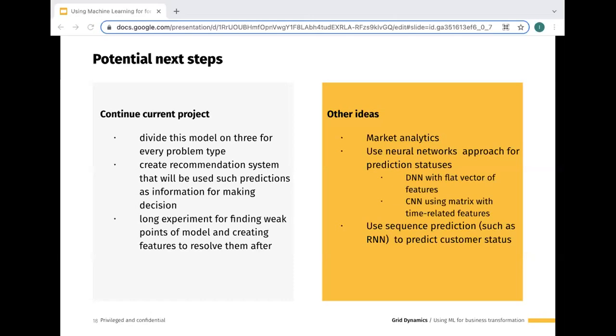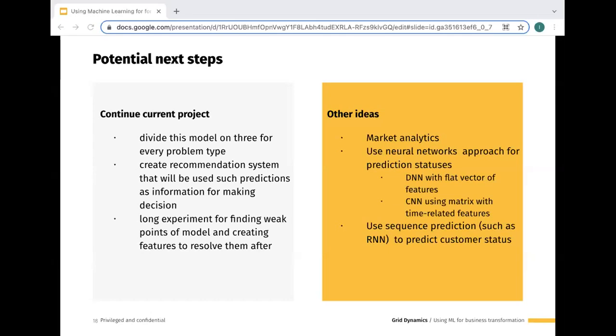Second, the company can create a recommendation system that will use such predictions as information for making decisions. And third, we suggest a long experiment in live mode to find the weak points of the model, and maybe create new features to resolve them. Other ideas that we had during our project, and that we can also suggest to solve such business problems: first, the simplest, is market analytics. I want to mention that at the beginning of the project we had a condition not to use external data, because it can take a lot of time.